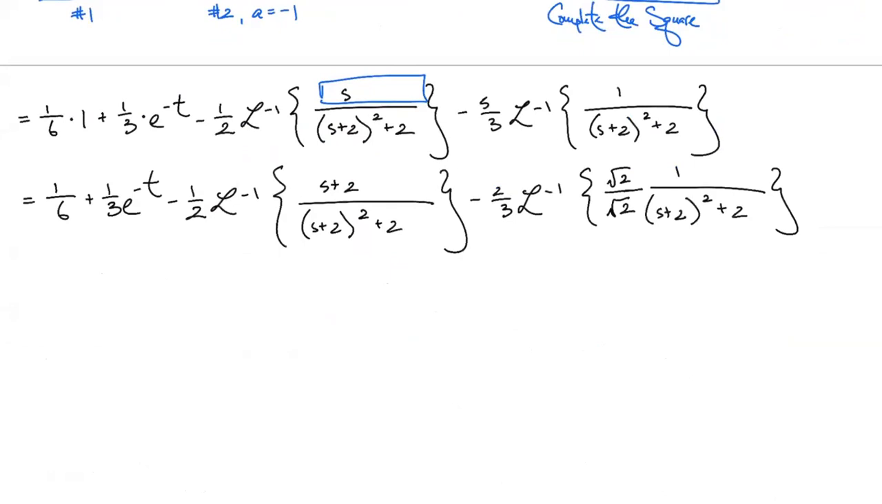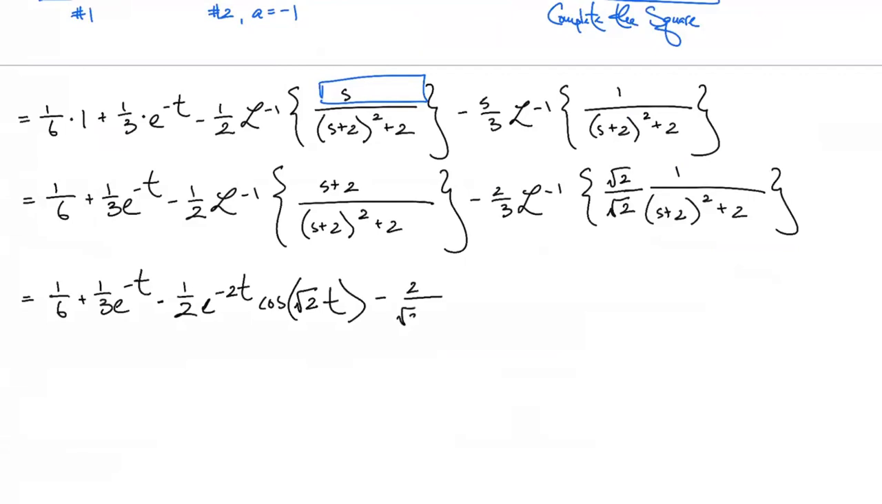Now we can go ahead and use that table. So we'll get 1/6 plus 1/3 e to the negative t minus 1/2. Let's see, this corresponds to line number 20 in our table. And so we've got e to the negative 2t cosine of square root of 2 times t minus, let's see, 2 over root 2 times 3, which we can simplify a little bit more if we want, e to the negative 2t sine of square root of 2t.